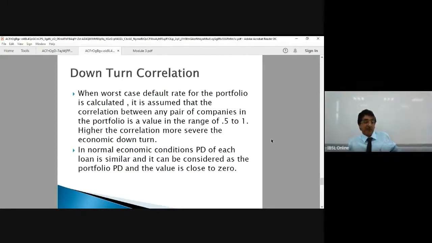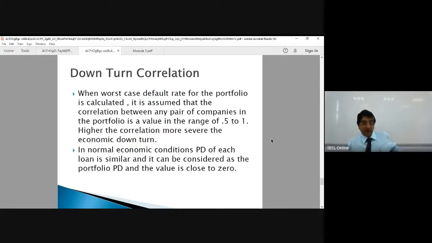So depending on the severity of the downturn, you might arrive at a portfolio correlation or copula correlation. What do you mean by copula correlation? Copula correlation is the correlation between two loans, a couple of loans. That is what you mean by copula correlation. Now, the copula correlation coefficient will be 0.5 or more, up to 1.